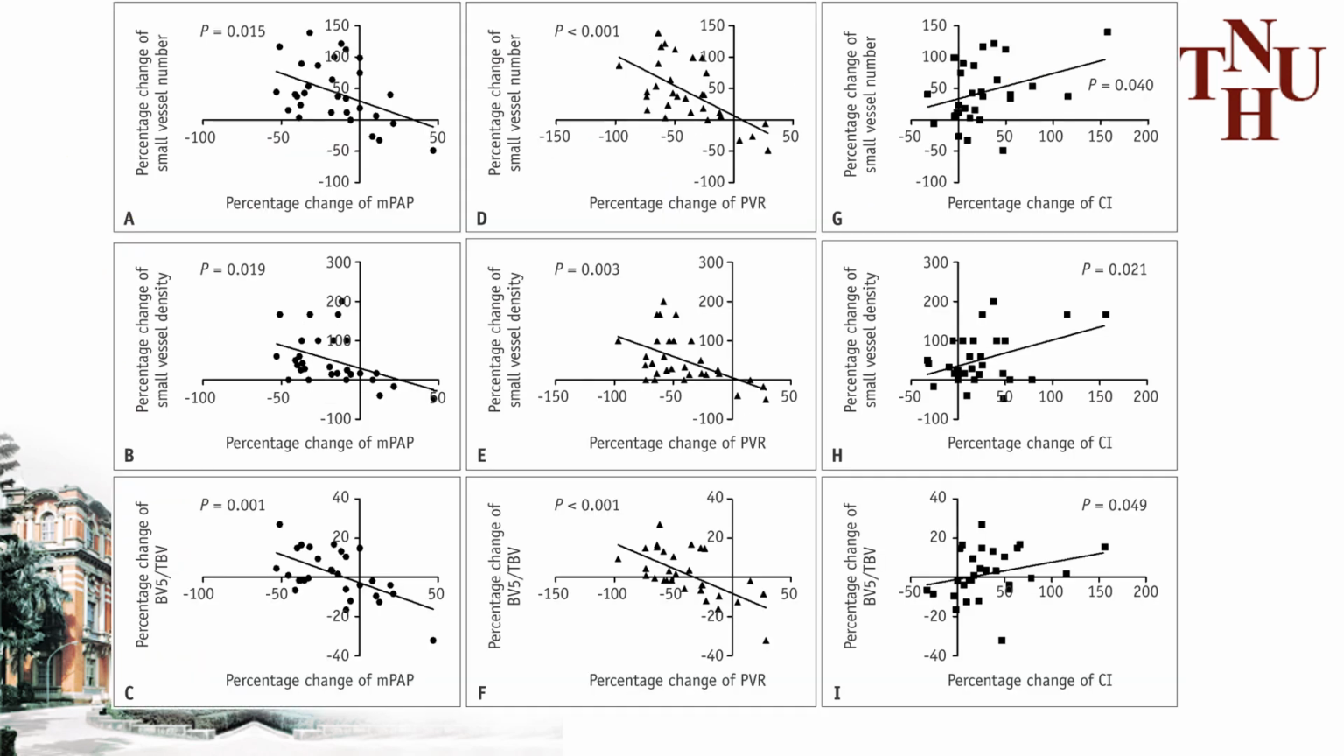Scatter plots demonstrating correlations between percentage changes, pre to post-treatment, in the CT and hemodynamic parameters. The percentage reduction in mean pulmonary artery pressure and pulmonary vascular resistance is significantly correlated with the percentage increment in the CT measures. The percentage increment in the cardiac index is significantly correlated with the percentage increment.